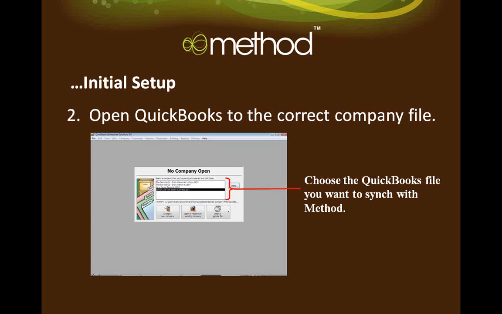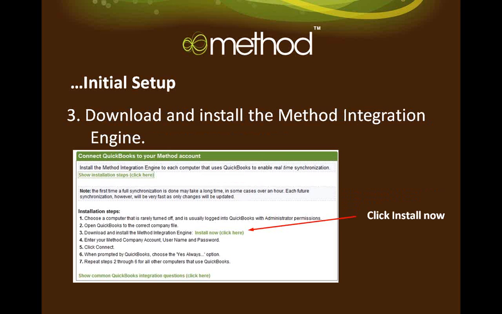Next, you will want to choose the correct QuickBooks company file to sync with. This is especially important since one Method account can only sync with one QuickBooks company file. In step 3, you will click the Install Now link from the instructions, and you'll be on your way to installing Method integration.